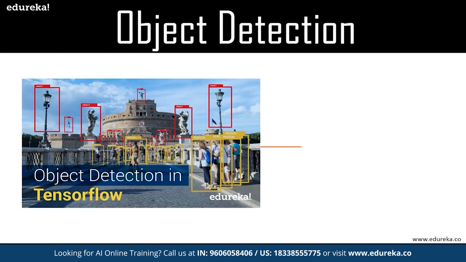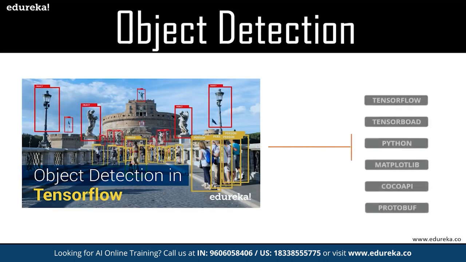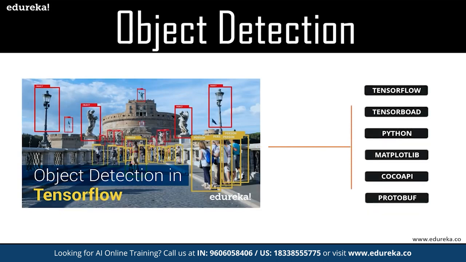Now to begin with, you want to make sure that you have TensorFlow installed with all of its dependencies like the TensorBoard, Python, Matplotlib, we have the COCO API and the Protobuf. Now I'll explain to you guys what all steps are needed. So for CPU TensorFlow, you can just do pip install tensorflow, but of course the GPU version of TensorFlow is much faster at processing, so it is ideal.